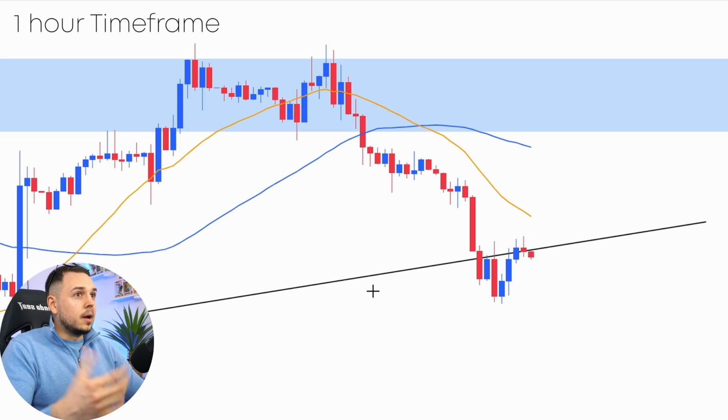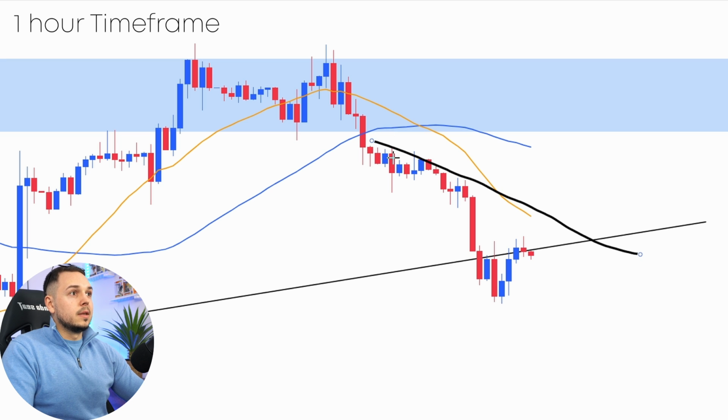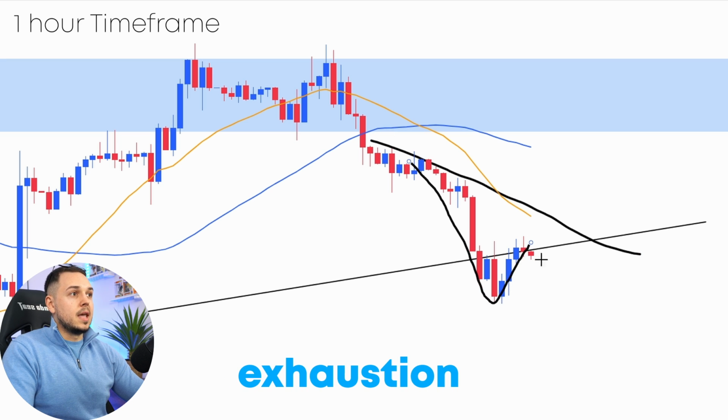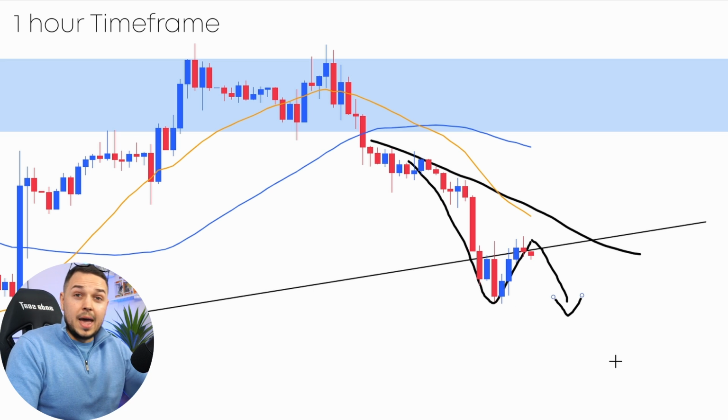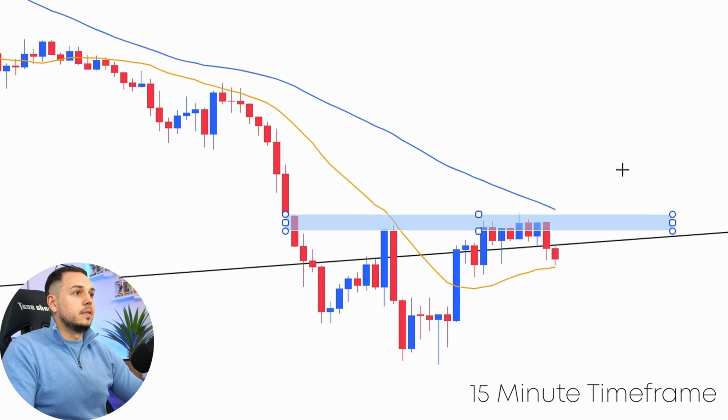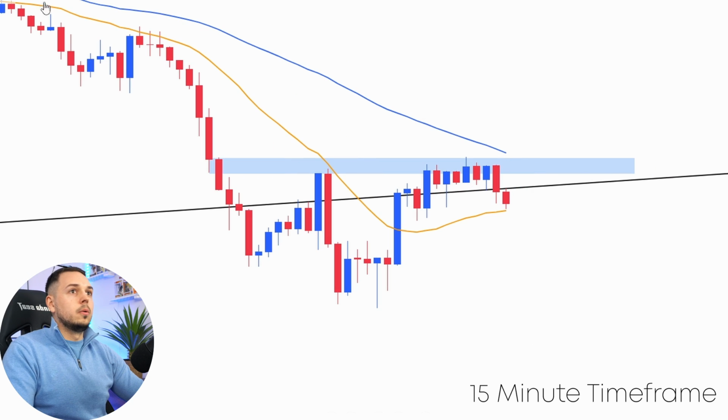I always look at the 1-hour time frame after, so I can see that the moving averages are over here, which means the trend is definitely down. We can see a nice push exhaustion scenario, likely a continuation of the push towards the downside over here. This is the 15-minute time frame. Resistance over here. We are going to the lower time frames now.